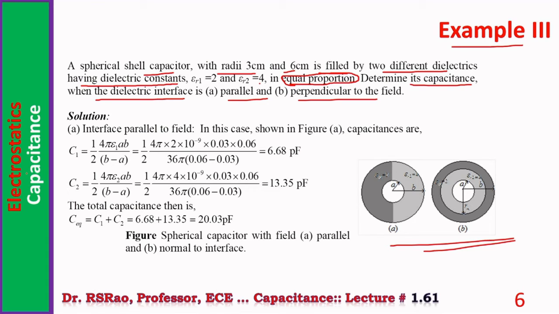Now solution A, here the interface is parallel to the field. C1 is the capacitance of the left half. This is C1. This is C2. C1 can be found from 1 by 2, 4 pi epsilon 1 AB by B minus A. Substitution results in it being equal to 6.68 picofarad. Similarly, C2 can be computed. It turns out to be 13.35 picofarad. Total capacitance is the sum of the two. It comes out to be 20.03 picofarad.